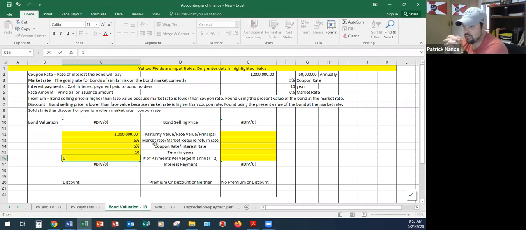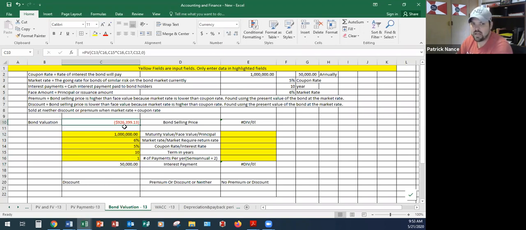So if this is an annual payment, then that's one payment per year. And notice my $1 million in bonds are not going to be sold for $1 million. They're going to be sold for $926,399. Why? Because the market rate of interest is higher than my coupon rate, so I have to sell it at a discount. And effectively, what that discount does is, because I'm receiving less cash, it makes the bond return the market rate of interest. So effectively, since I'm not selling it for $1 million, it is returning 6%, which is the market rate, even though the coupon rate is only 5%, because I'm not receiving the full $1 million in cash.